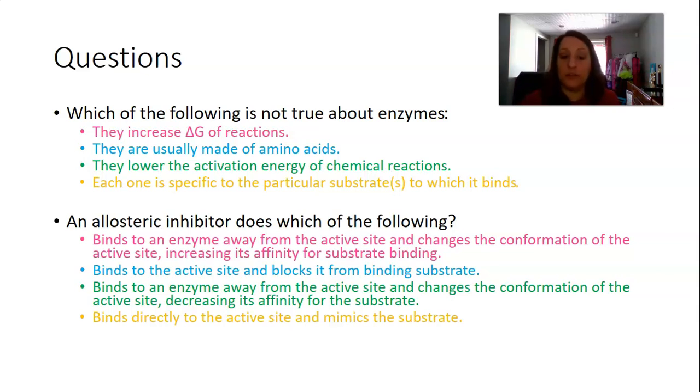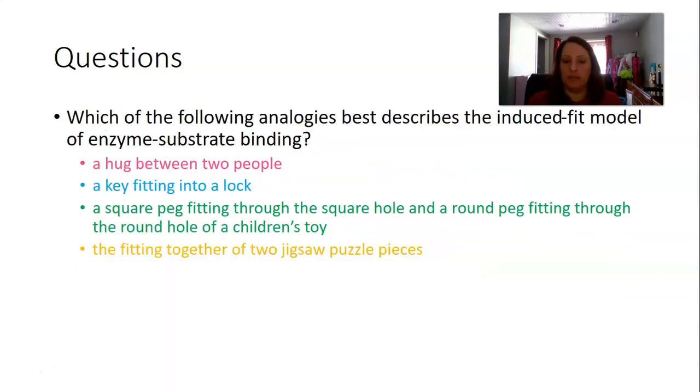So again, hopefully you answered green. Okay, so an allosteric inhibitor is going to bind to the enzyme, not at the active site. It's going to cause a change in shape, and it's going to decrease substrate binding. Okay, next question.